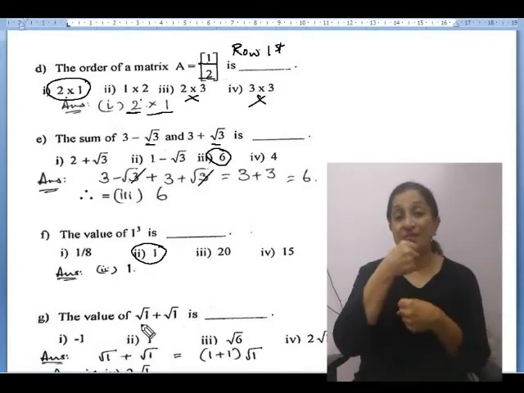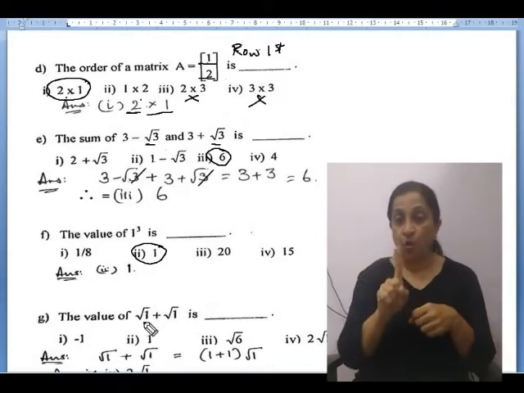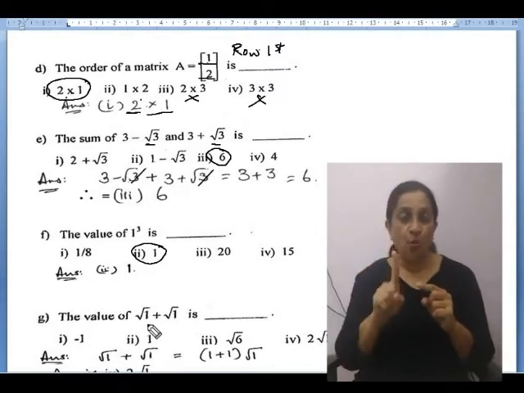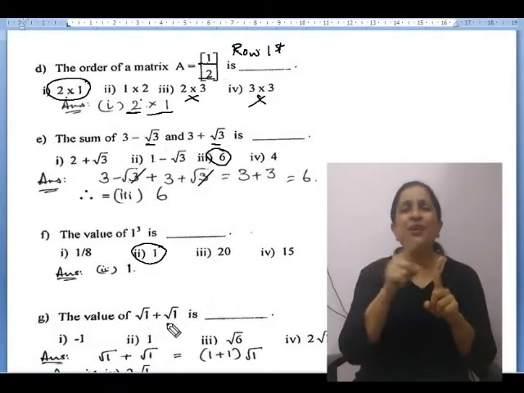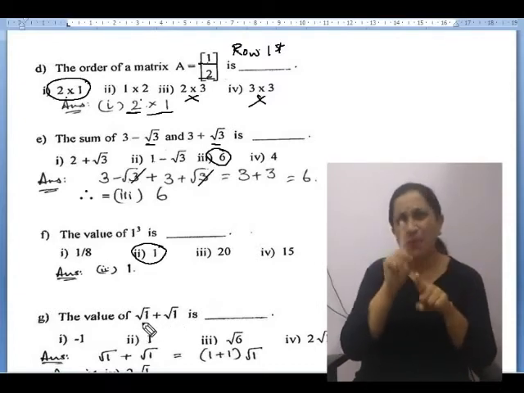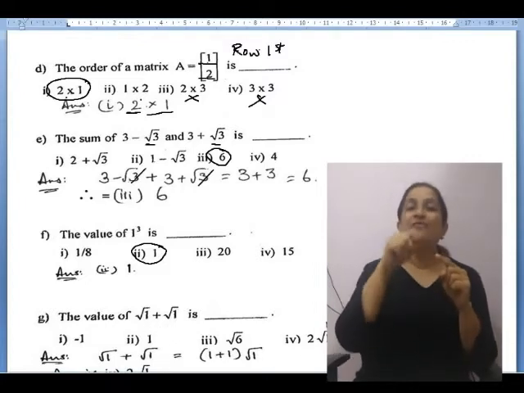Next, G. What is the value of root 1 plus root 1? They may ask this. I told you, like components get added directly. So this is also root 1, this is also root 1. It is like what is 2 plus 2? What is 3 plus 3? So root 1 plus root 1 is 2 times root 1. That is 2 times root 1.